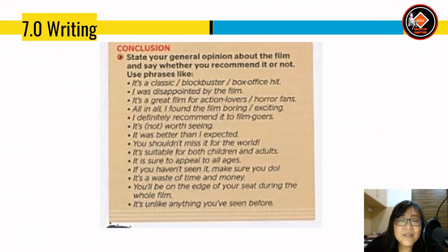Now let's continue with the conclusion. State your general opinion about the film and say whether you recommend it or not. Use phrases like, it's a classic, it's a blockbuster, it's a box office hit. I was disappointed by the film. It's a great film for action lovers. It's a great film for horror fans.